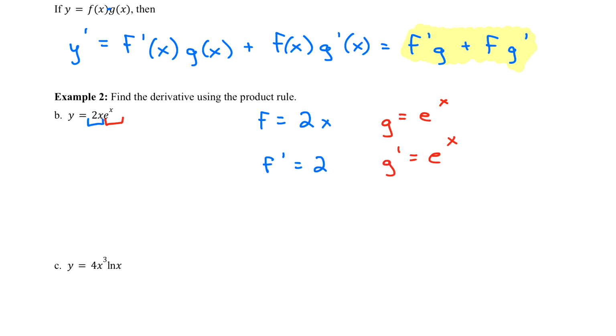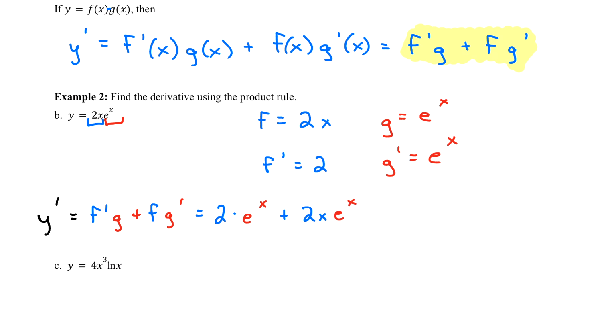So when I go to find my derivative, y prime, if I use my product rule, it says f prime times g plus f times g prime. I would encourage you to write that formula out the first few times until it kind of settles in and you feel a little bit more comfortable with it. So f prime, that's going to be 2 times g, so that's times e to the x, plus f, which is 2x, times g prime this time, well, that's e to the x.